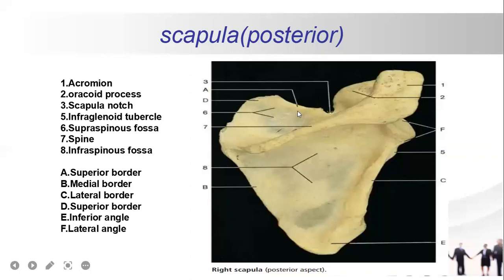Altogether, we have A as the superior border. This is the superior border. B is the medial border right here. C is the lateral border. Remember, this is the posterior aspect of scapula.